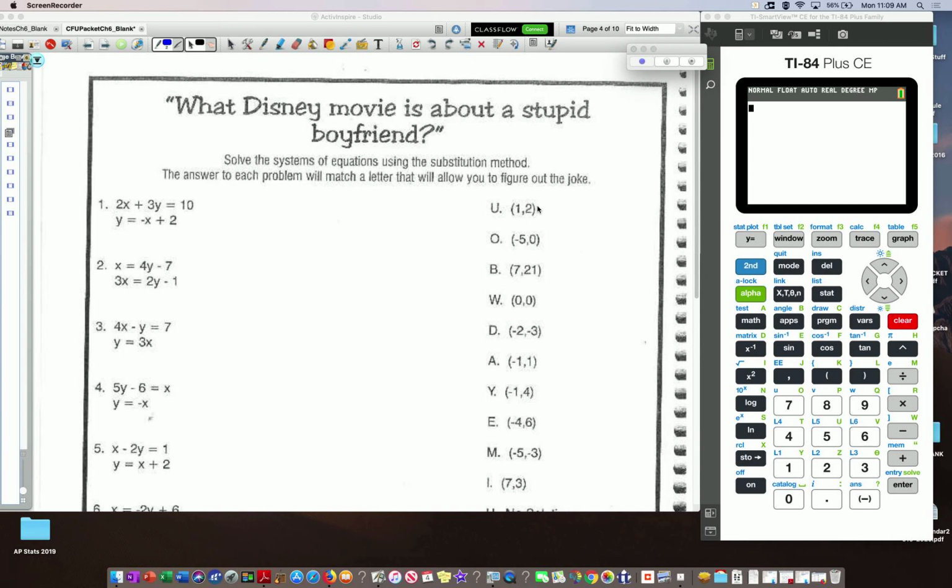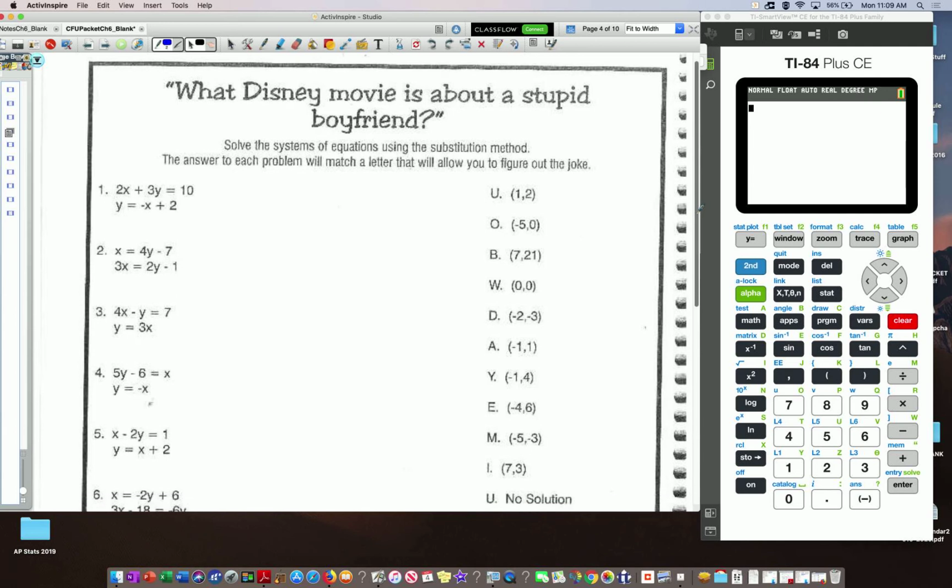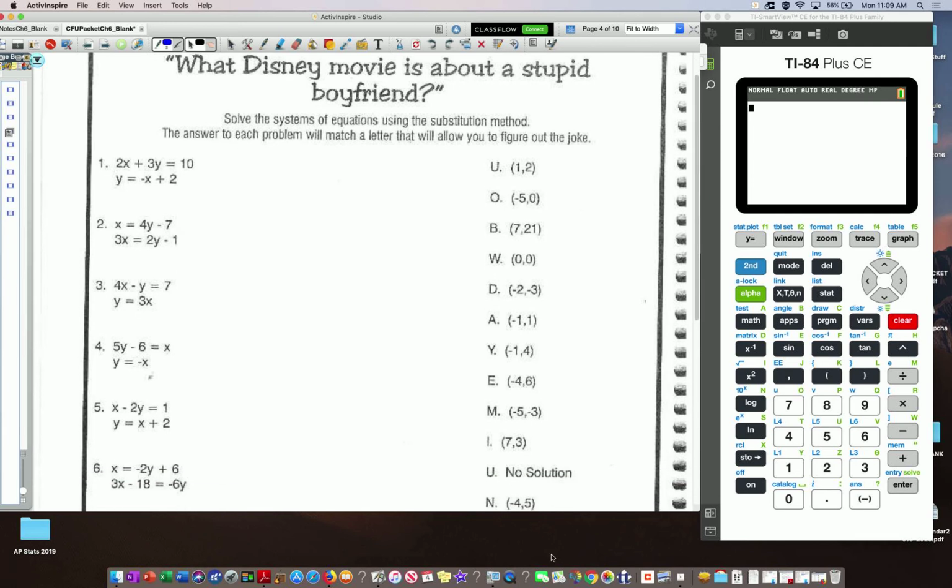Worksheet working on substitution. So on each of these problems, we want to use the substitution method to answer the question, what Disney movie is about a stupid boyfriend? Not my favorite worksheet, but nonetheless, let's see if we can figure out the answer. So let's take a look at number 1 here.